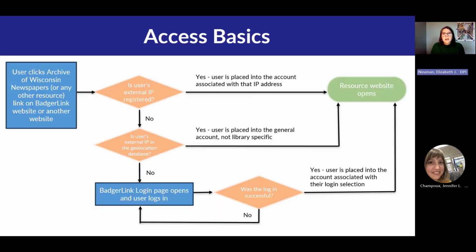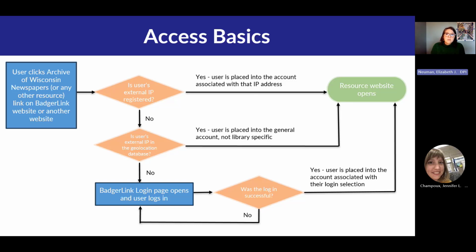So we've talked about how users find the right resources for their information needs. So then what comes next, and how does the technology behind the scenes relate to our other goal of providing users with an option to log in to access the resources themselves? So the BadgerLink website, excuse me, any page that begins with badgerlink.dpi.wi.gov is open to anybody.